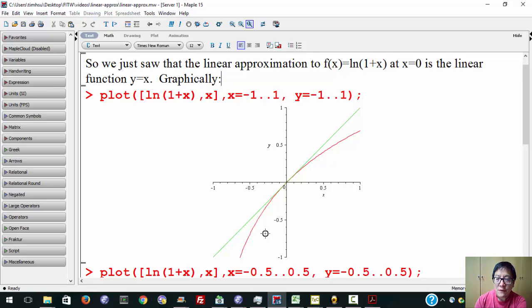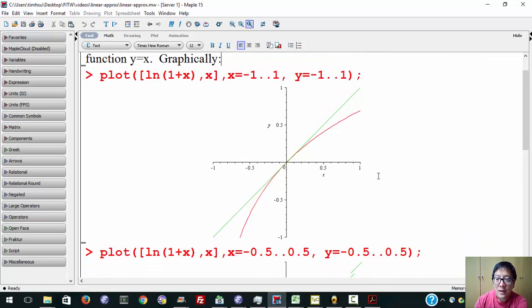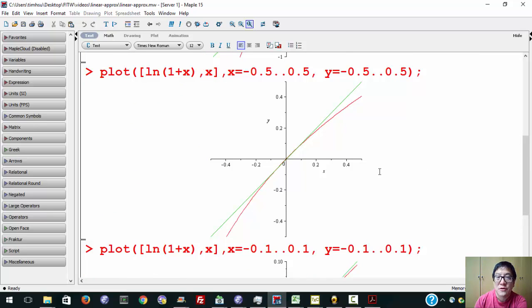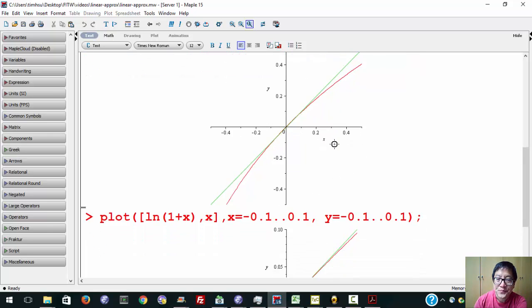And so in a graph, you see here in red is the actual function f of x, the natural log of 1 plus x. And here's the graph of its tangent line, and we can see that for x close to 0, this is a pretty good approximation, and for x farther away from 0, it's a less good approximation. Actually, if you want to see how things change as you look closer and closer to 0, here's the same graph again, except only going from minus 0.5 to 0.5 instead of minus 1 to 1, and you can see that we get a better approximation.